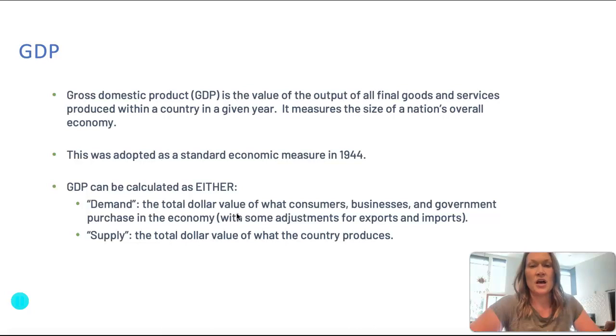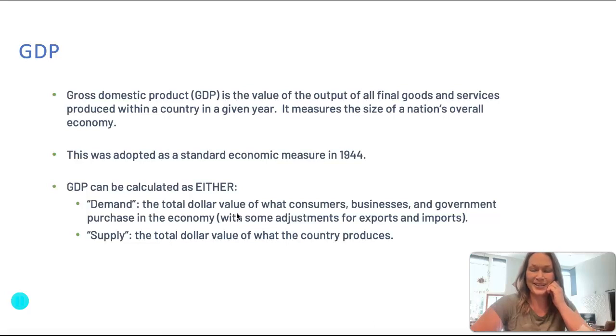GDP measures the value of all final goods and services produced within a country in a given year. It's essentially an indicator of how big the economy is, or how much economic activity is happening within a country. It hasn't been around forever. It was just adopted commonly in 1944. It was created by a gentleman named Simon Kuznets, who was a U.S. economist. And there are a couple ways to calculate it.